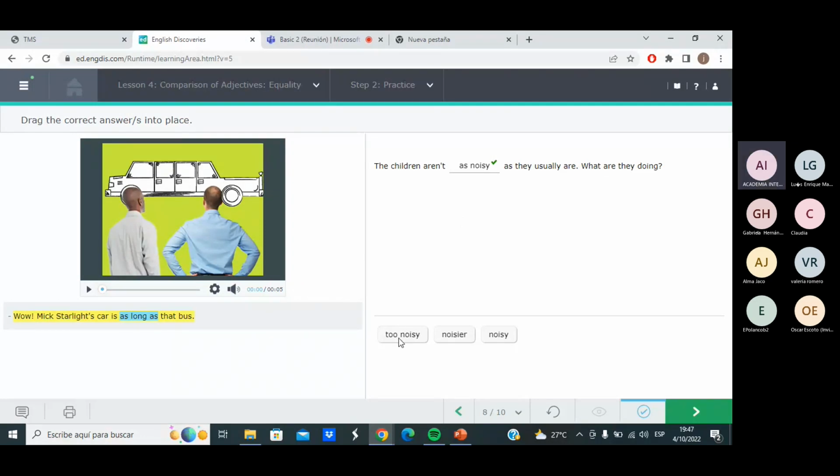I think that we cannot use this. The children aren't too noisy. No. The children aren't noisier. No. The children aren't noisy as. We have to use this structure. As noisy as. The children aren't as noisy as they usually are. Es como decir, los niños no están tan ruidosos como lo son usualmente. ¿Qué están haciendo?